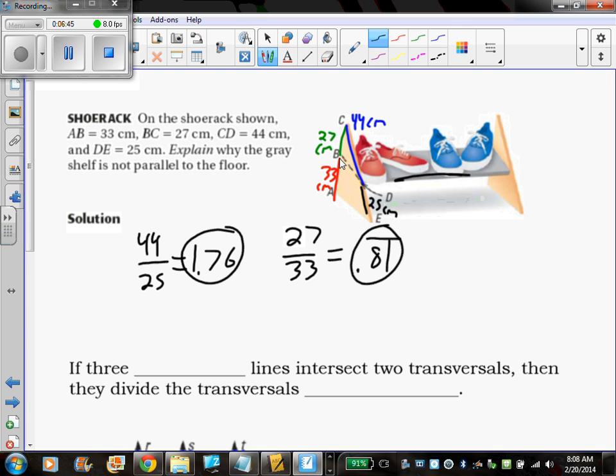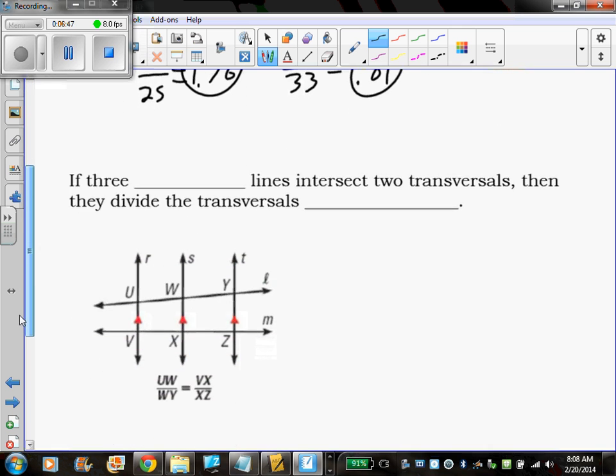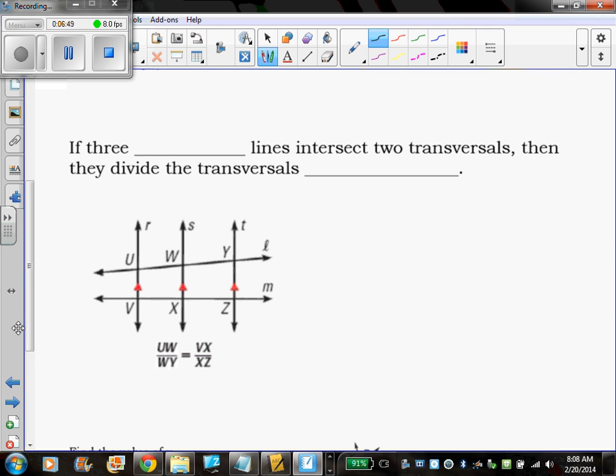All right. So another proportionality theorem is down here with this picture. If three parallel lines intersect two transversals, remember transversals are lines that cut through other lines, then they divide the transversals, you guessed it, proportionally.